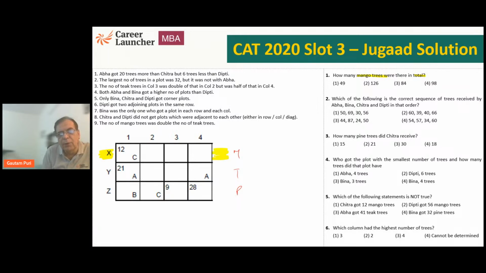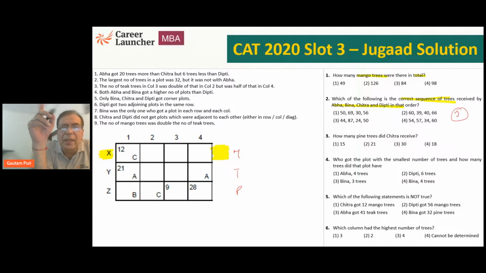Summation of the number of trees out here. Okay. Question 2, which of the following is the correct sequence of trees received by each person? Now, that's a very, very good question for me. This is my Jugaad question. Why am I saying that?